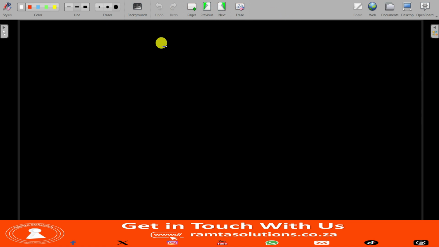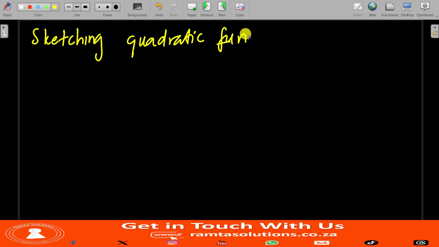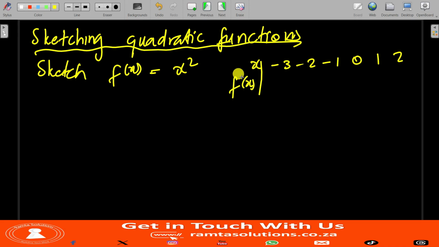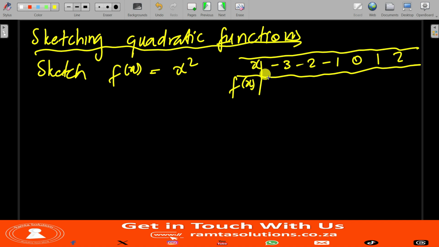Great. So then we say, you know that when you sketch, you can use your table. So let's now say sketching parabolic or quadratic functions, which are parabolas. I will say, sketch f of x equals x squared. What do you need to do? I'm going to say, look for a table. Let's say x is minus 3, minus 2, minus 1, 0, 1, 2. And then what is f of x?